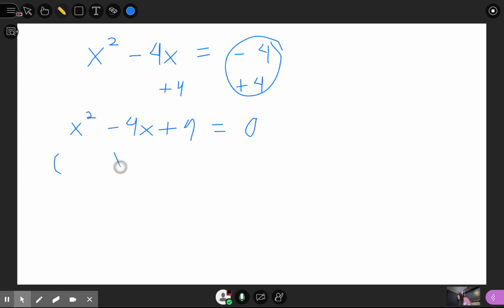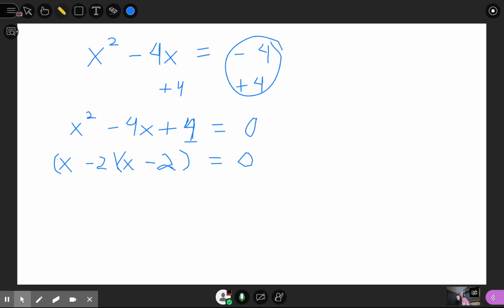We write down our two sets of parentheses. What times what is x squared? Well, that would be x times x. What multiplies to 4? Well, in this case, we want to use -2 and -2. That would be the factorization. And now we come to solving.